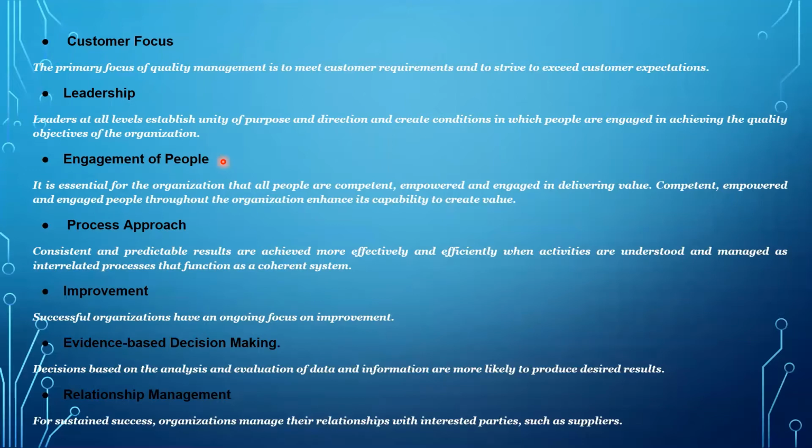Fourth, process approach. Consistent and predictable results are achieved more effectively and efficiently when activities are understood and managed as interrelated processes that function as a coherent system. Fifth, improvement. Successful organizations always have an ongoing focus on improvement. Sixth, evidence-based decision making. Decisions based on the analysis and evaluation of data and information are more likely to produce desired results. Seventh, relationship management. For sustained success, organizations manage their relationships with interested parties such as suppliers.